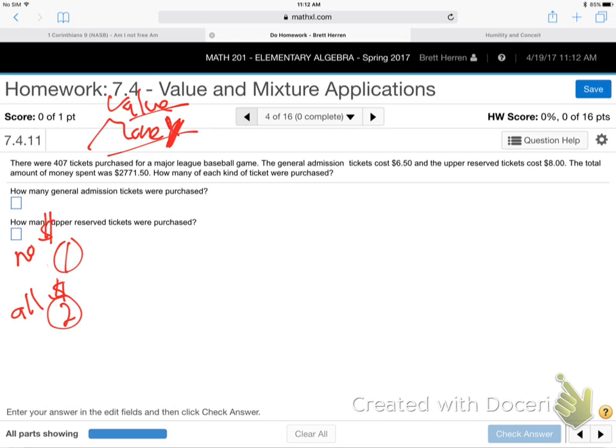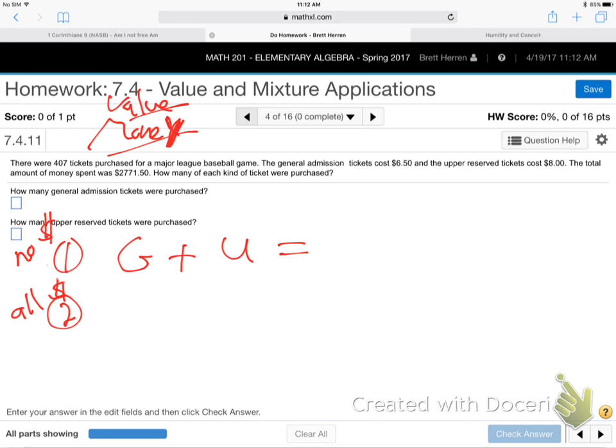It's almost kind of off the screen a little bit, huh? All right, so now what are the two things? They're always talking about two things, huh? What are the two things we're talking about in this problem? Tickets. Yeah, two different kinds of tickets, huh? The general admission and the upper reserved. So G and U maybe would be nice. So general admission and upper. You can use X and Y if you want to, but I think it's easier just to use meaningful letters. So G and U, general and upper.